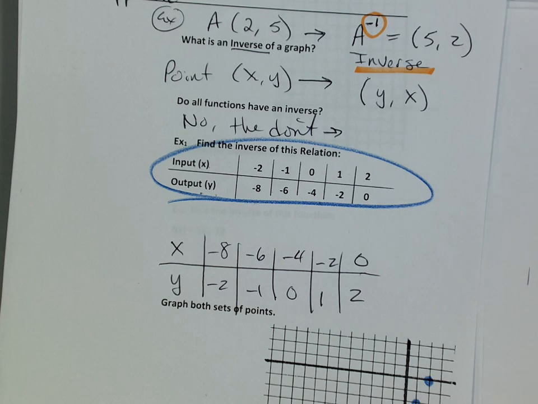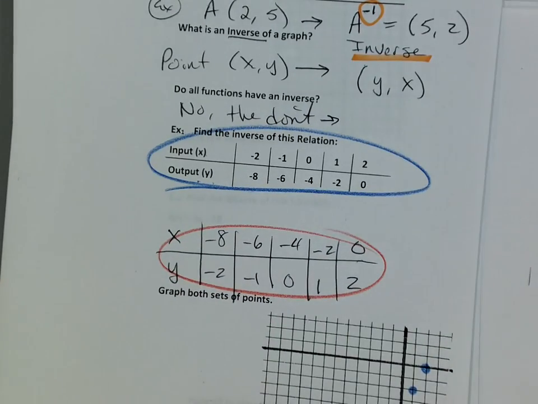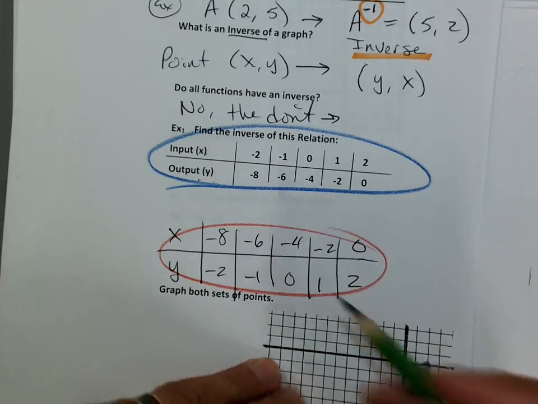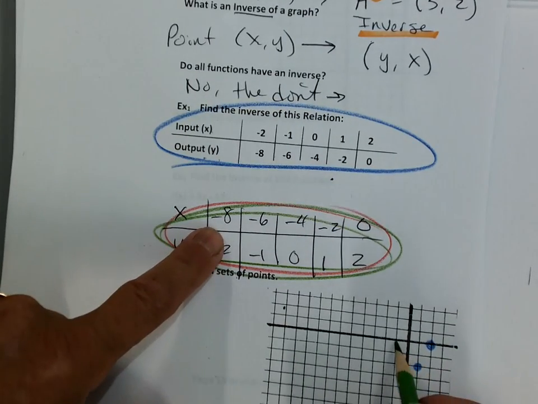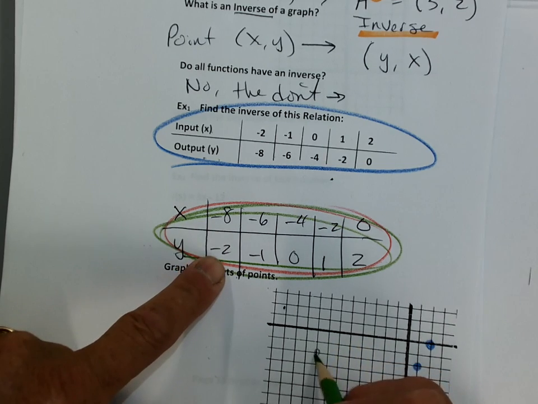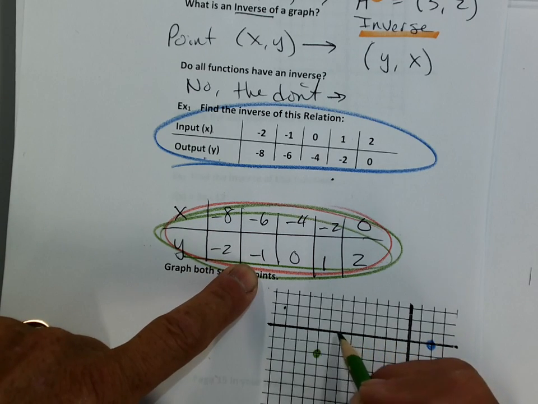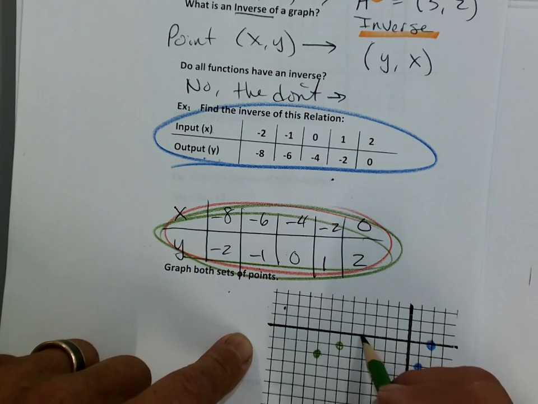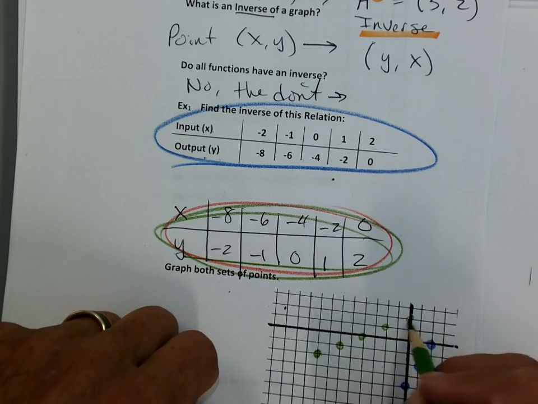I'll do it in red. Got to graph the inverse in red so you guys can see this. Actually, you know what? I'm going to do it in green. Change my mind, because I'm going to use red for something else. Let's do it in green. So, -8, -2. -6, -1. -4, 0. -2, 1. And 0, 2. Okay, there you go.